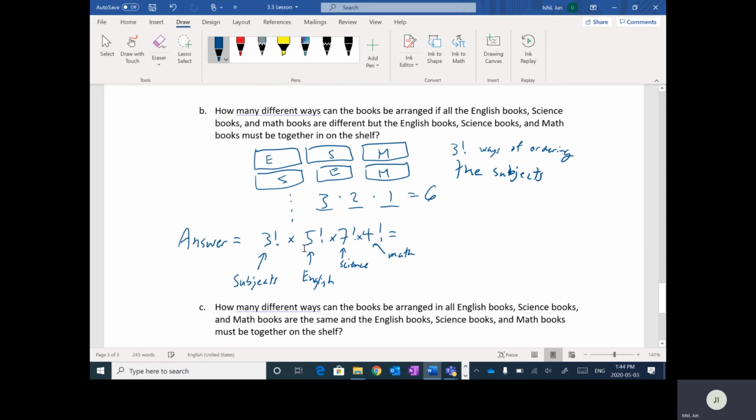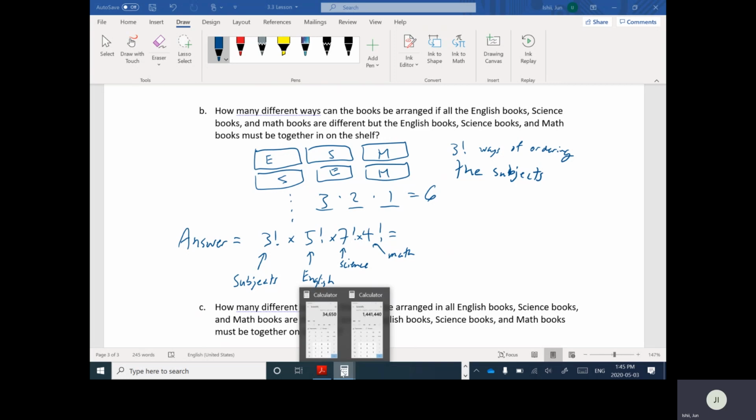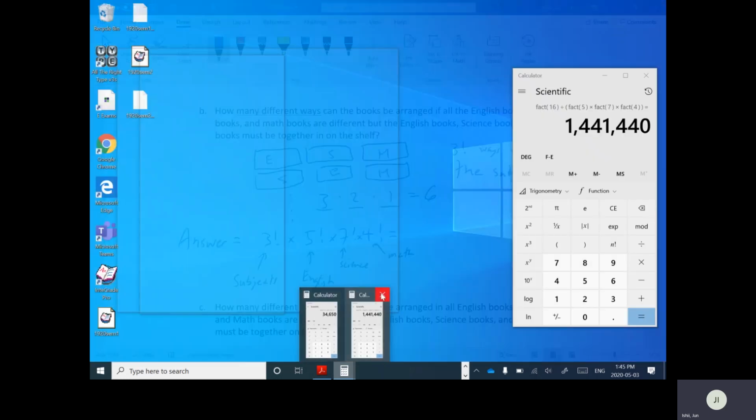Okay, so we got to multiply these individual subject factorials because all these English books are different, right? So there's 5 factorial ways of arranging those English books. Likewise, 7 factorial ways of arranging the science books, 4 factorial ways of arranging the math books. And overall, there's 3 subjects. Okay, so let's multiply that together.